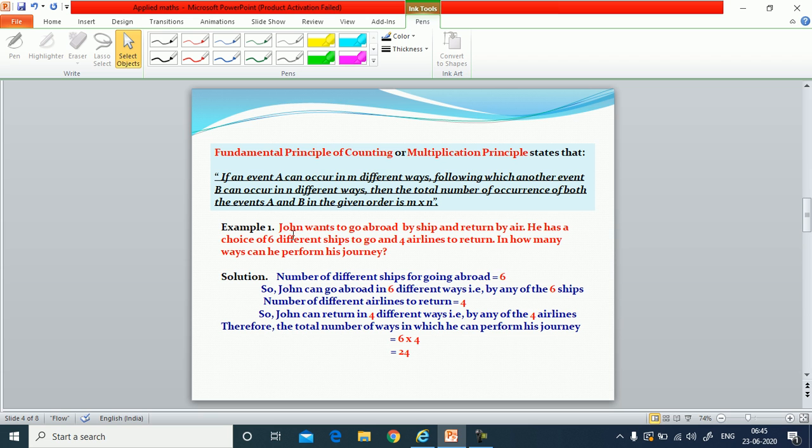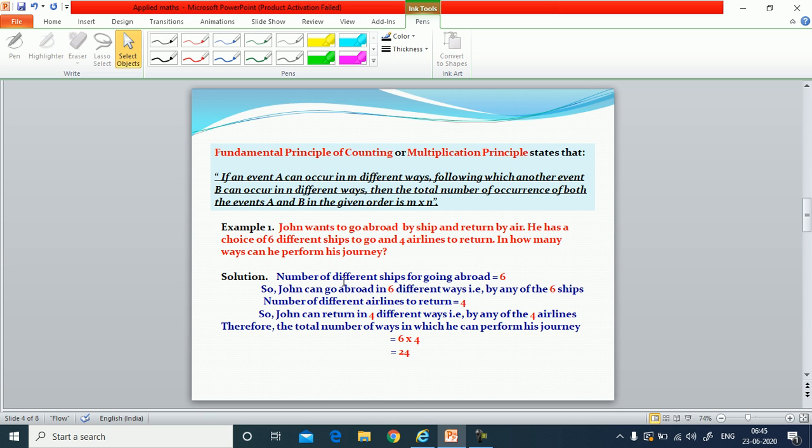See the first one. It says John wants to go abroad by ship and return by air. So he will take a water journey for going abroad, and through air he is going to return. He has six different ships to go. This is the total number of choices he has got, and four airlines to return. We have to tell in how many ways he can perform his journey. See, if he is going abroad, he has to come back also. So both the things have to take place.